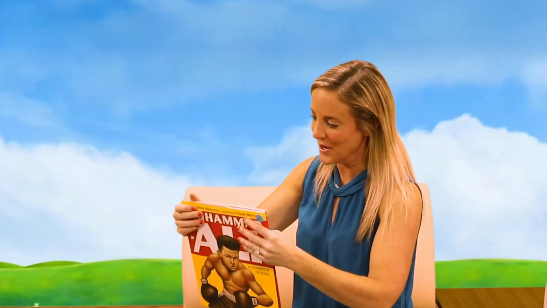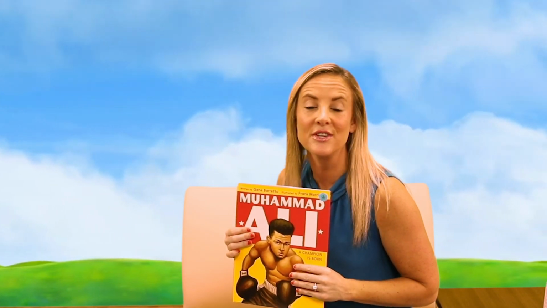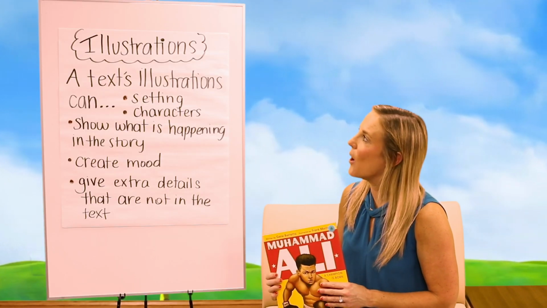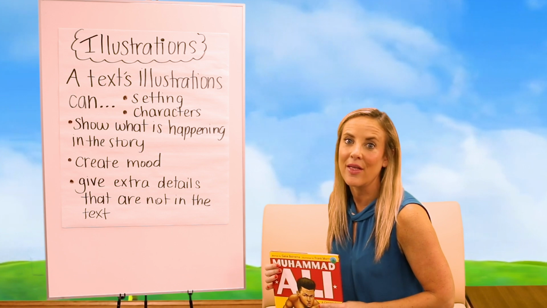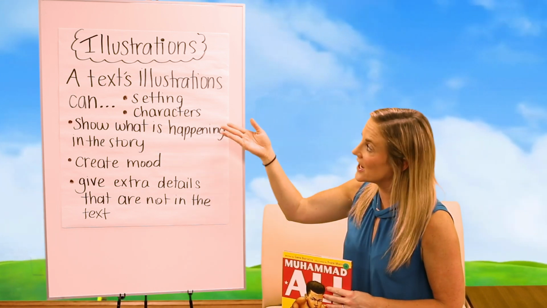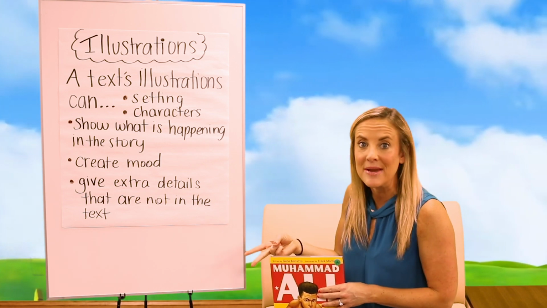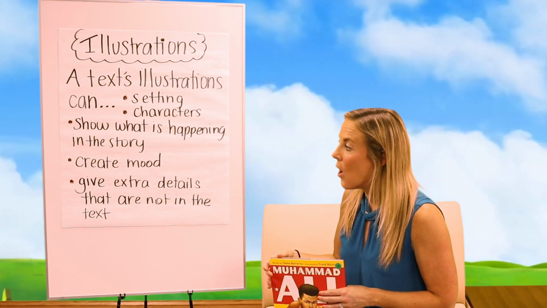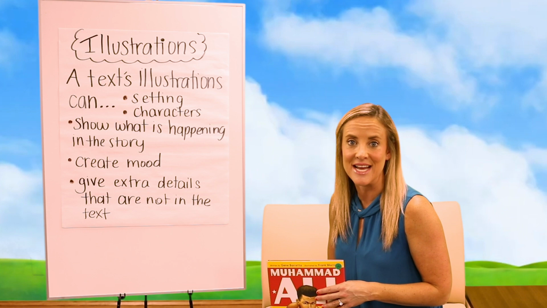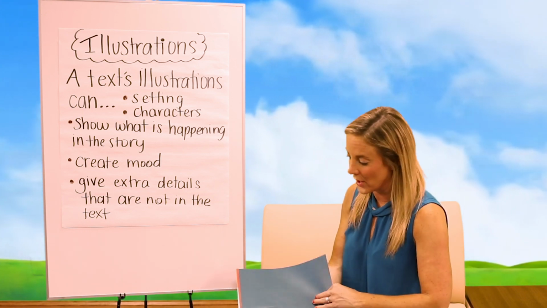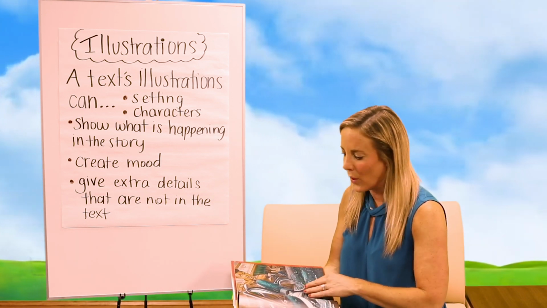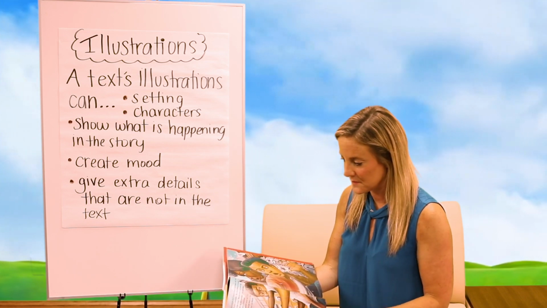Wow, that was an awesome book. So now let's go back to our anchor chart and focus on our illustrations. Remember, the illustrations can help us learn something about the setting, our characters, show what's happening in the story, create a mood, or provide extra details that weren't in the text. So I want to go back to one or two illustrations and see what they tell us as readers.